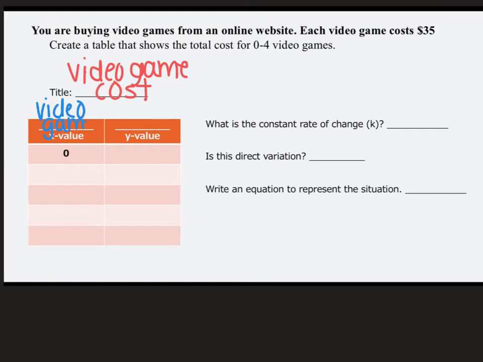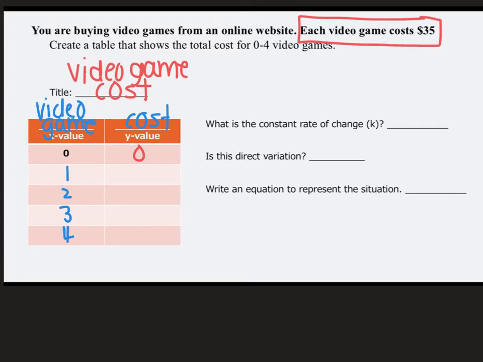And they want us to tell them our Y value, the cost for 0 through 4 games. So they already filled in the 0 for us. So going down our X's, it's going to be 1 game, 2 games, 3, and 4. So for each one, we have to figure out the cost as we buy more games. So 0, well, if I buy 0 video games, my cost is going to be $0.